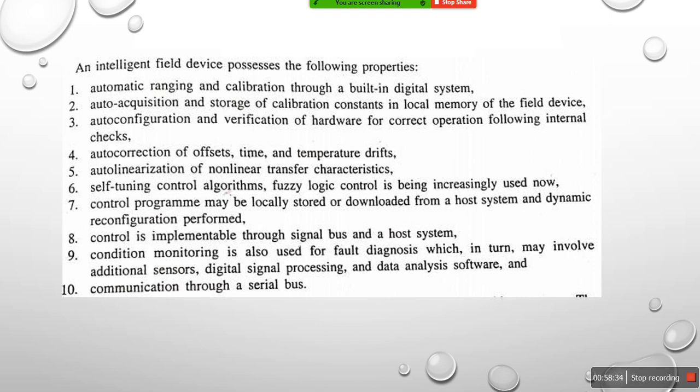If it is going beyond the range, if it is crossing the range, then automatically it has to control that and bring it to that particular limit. So both these facilities should be provided through a built-in digital system. And similarly, auto acquisition and the storage of the calibration constants in the local memory of the field device.